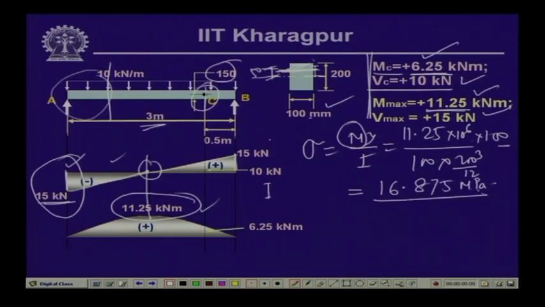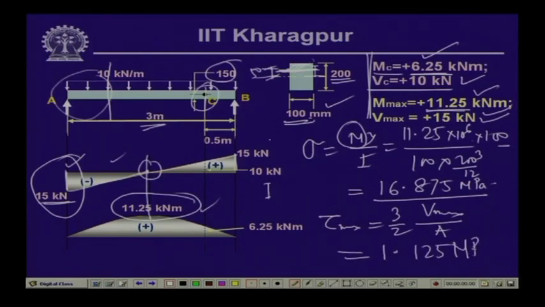Now, for a rectangular section, as you know, the maximum shear stress tau max is equal to 3 by 2 V max by area. V max here is 15 kilonewton, and area is equal to 100 multiplied by 200. If we substitute these values, the maximum shear stress comes as 1.125 MPa. So, at point C, we can compute the value of the bending stress and the shearing stress, and the maximum values of the normal stress and the shearing stress from this particular diagram.